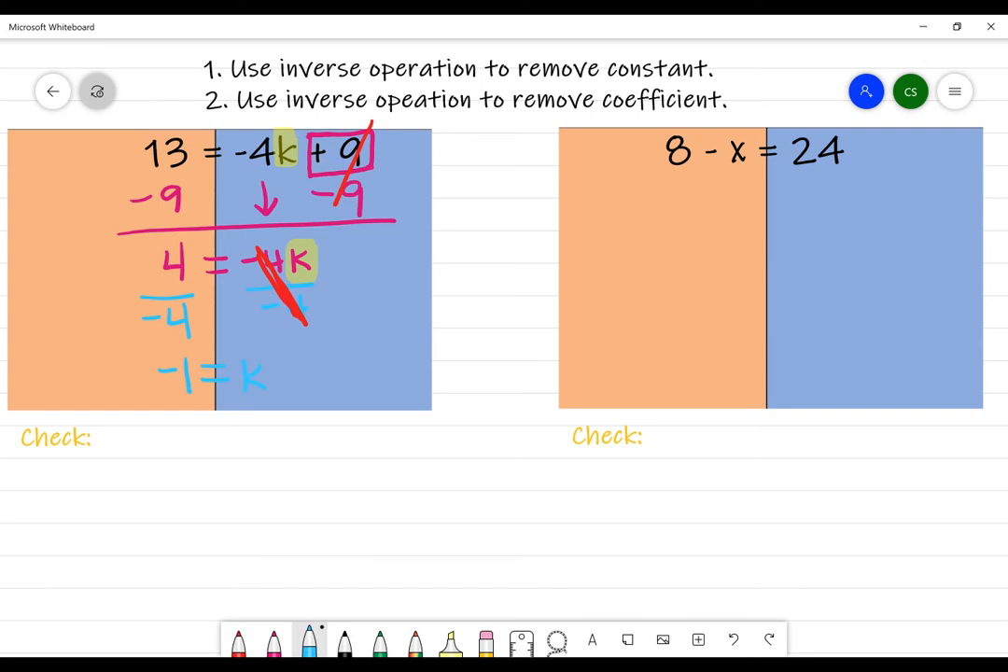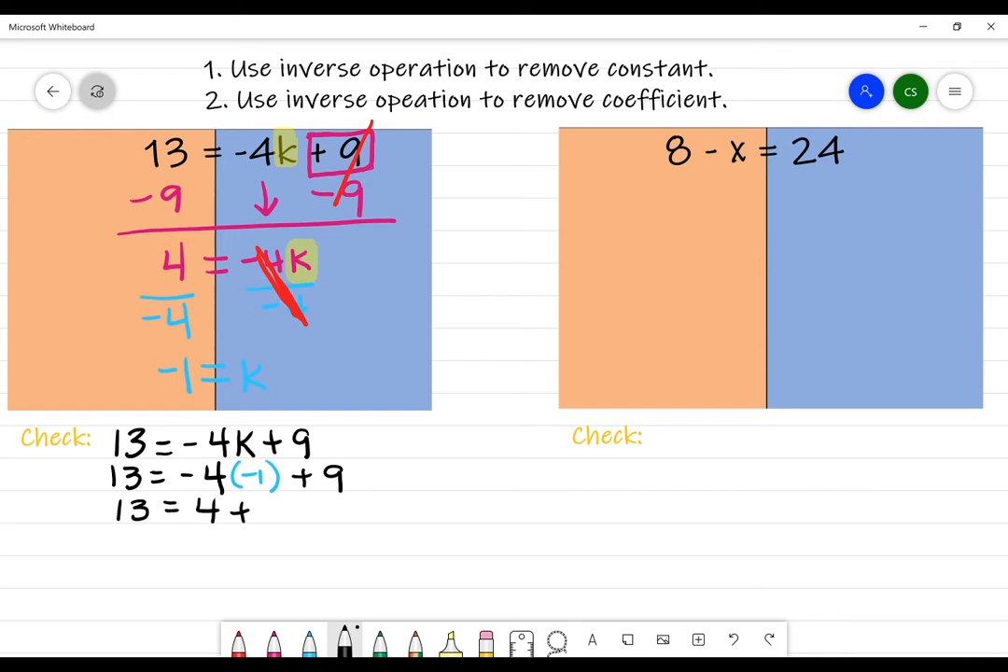But as always, we're going to double check ourselves just to make sure. So my original equation was 13 is equal to negative 4k plus 9. Well, we said k was equal to negative 1. So I can substitute it in for k, see if it's true. Negative 4 times negative 1 is a positive 4. And 4 plus 9 is 13. So yes, k being negative 1 makes the equation true.